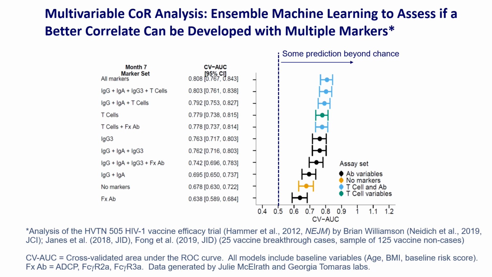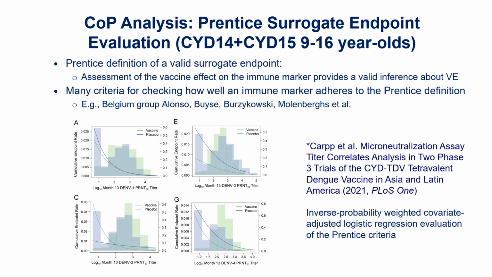And so what we can see from this analysis is you can learn about which markers provide the best prediction and then which combinations of markers provide the best prediction. So here we learned that IgG3 or T cells alone did pretty well. And then if you combine them together, you get a little bit of incremental improvement.